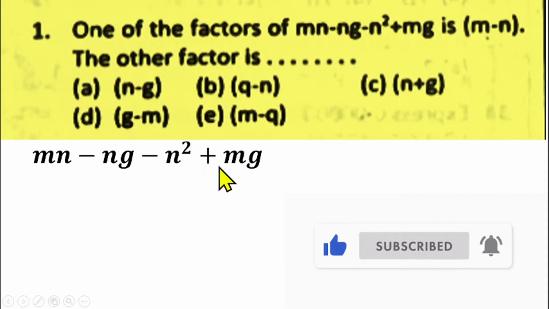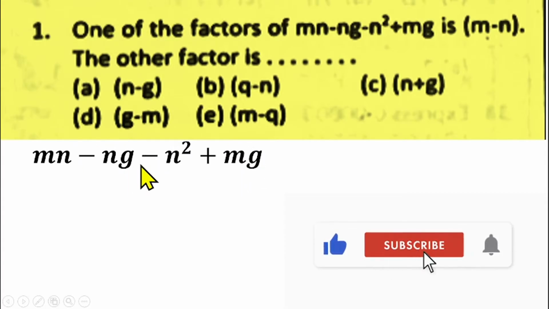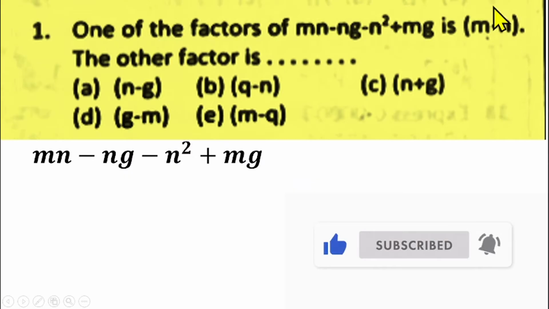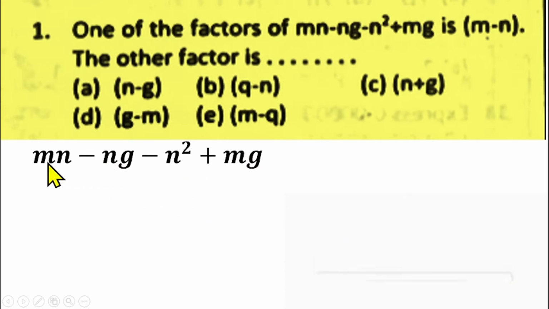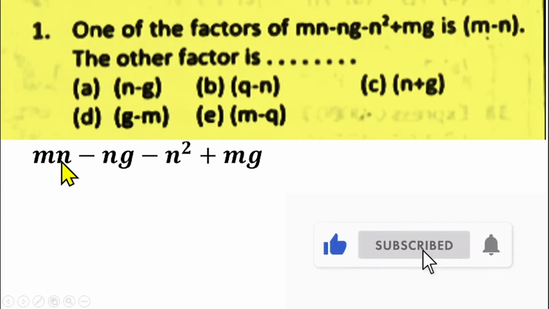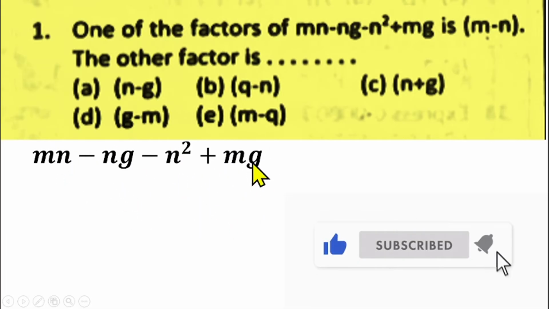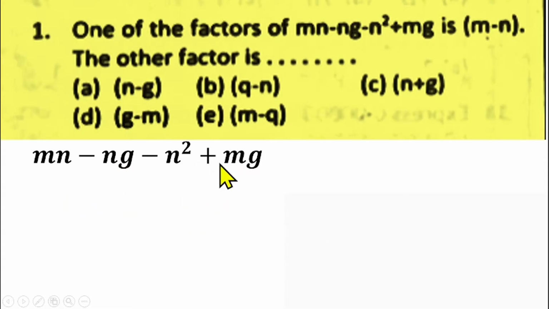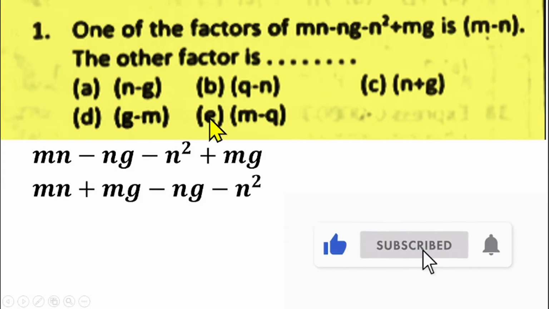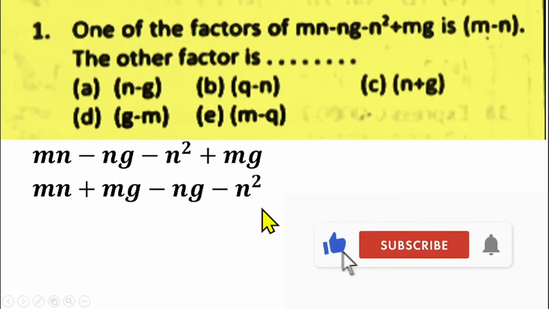So we are given this expression, and you already have one factor. You have to find the second factor of this expression. We can see that they have helped the student by making the expression in 4 terms, 1 2 3 4. So you can easily factorize it by rearranging first. I can collect the like terms: I have mn then plus mg minus ng minus n squared. So I can factorize this and then factorize this as well.